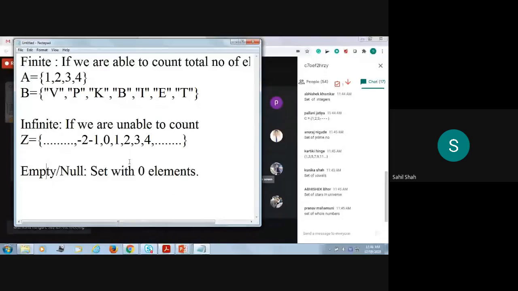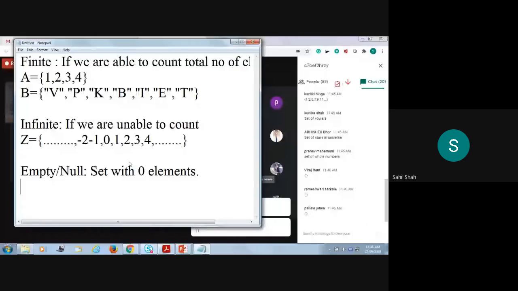Set with 0 elements. Any example of this? A set which does not have any element as such. That is the notation. I am asking for an example. That is the notation that you are showing. This one, or you are using a symbol phi, where you write zero and strike through it. Even prime number. Abhishek is saying negative natural number. Yes, yes, both are correct.